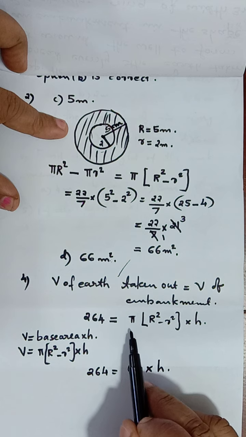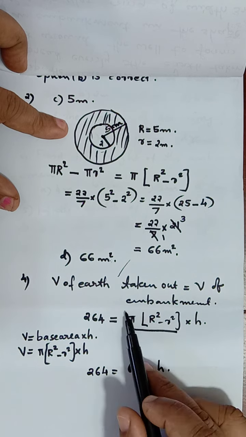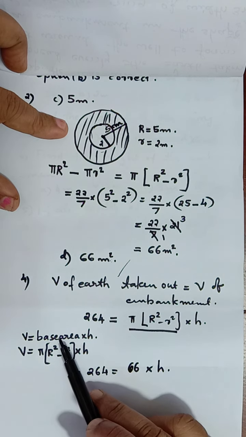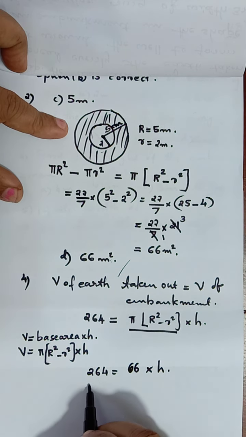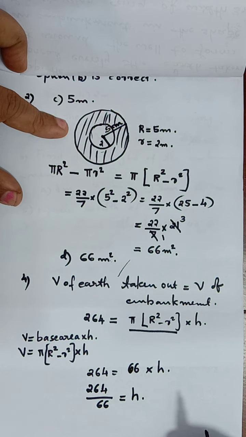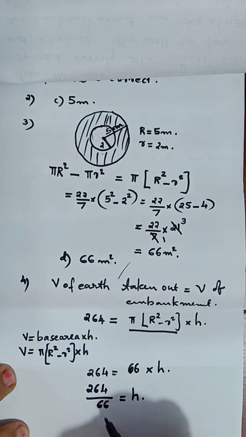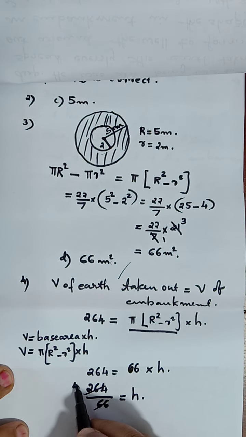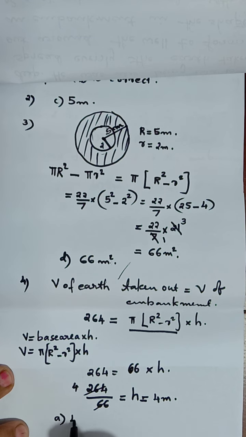Again, we don't need to substitute pi into R square minus r square, since that is the area of the ring we found out, into height, base area into height. Base area is 66, into height. Now 66 we have to transfer to the other side. 264 divided by 66 is equal to h. How many times is it? Let us cancel it. I think 4 times. You can cancel by 2 as you like. You will get h is equal to 4 meter. That is your option A, 4 meter.